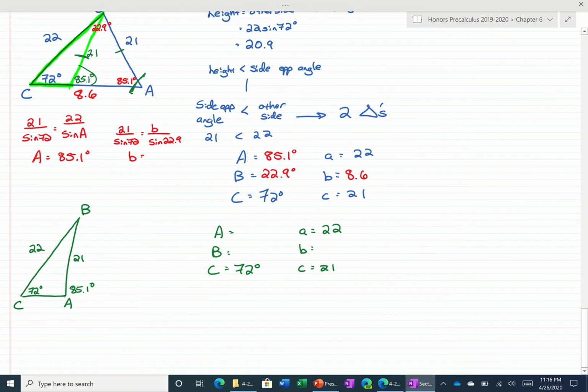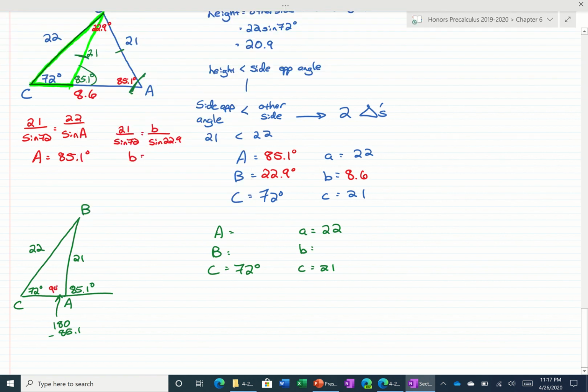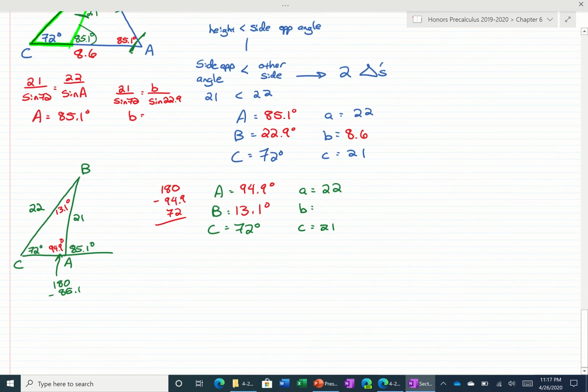So if this is 85.1 degrees, that's a supplementary angle. This angle, angle A, would be 180 minus 85.1. And that comes out to 94.9. To get angle B, we could do 180 minus 94.9 and minus the 72. And we get angle B is 13.1. So then the only thing we don't know is side B.